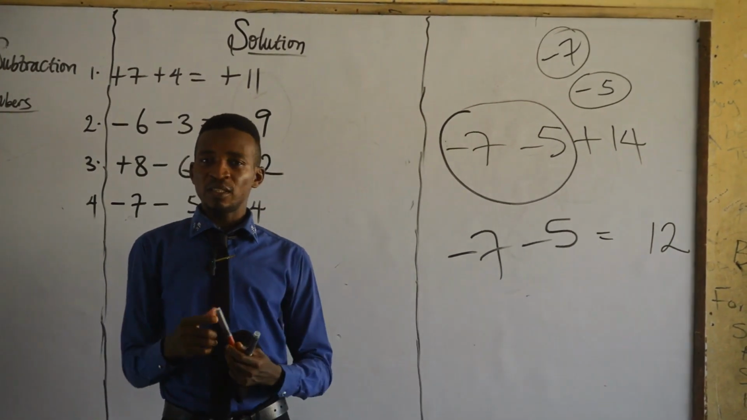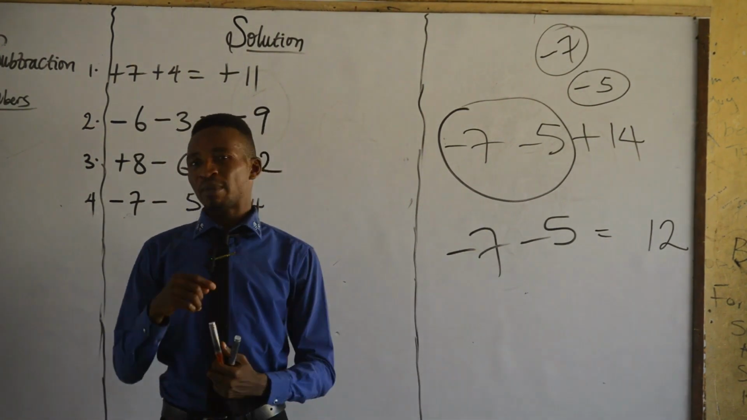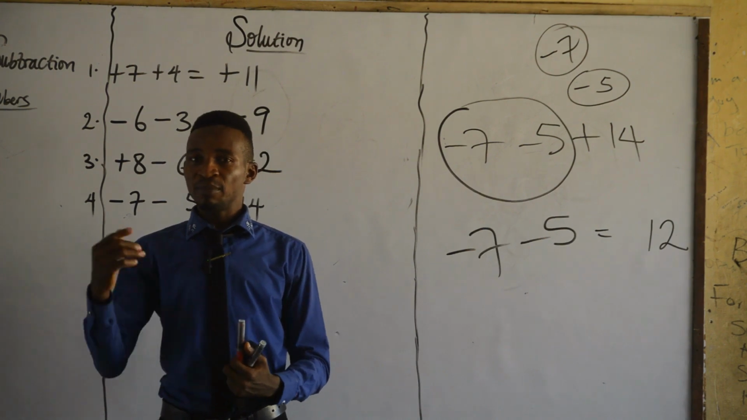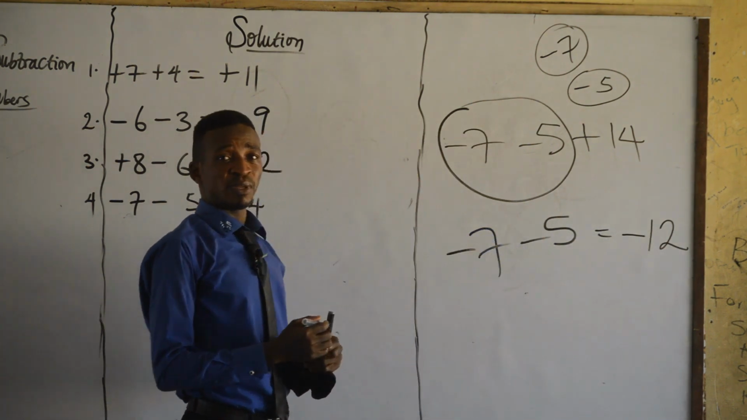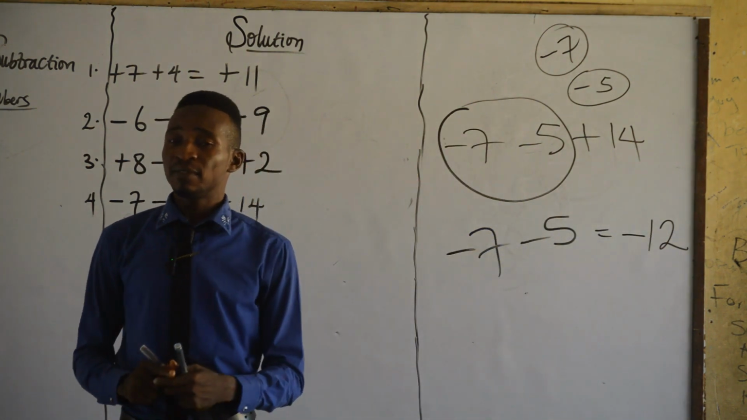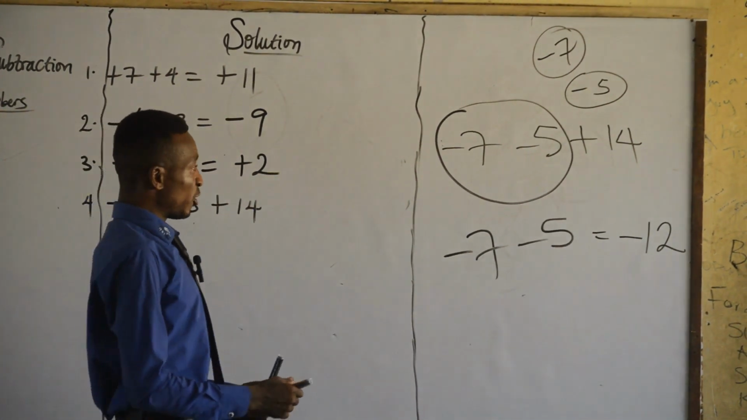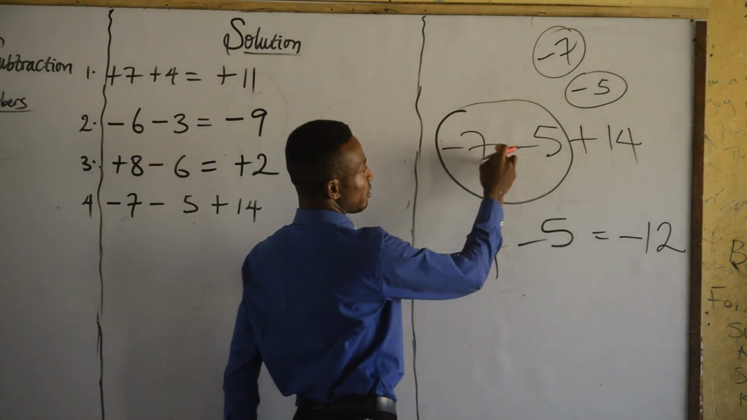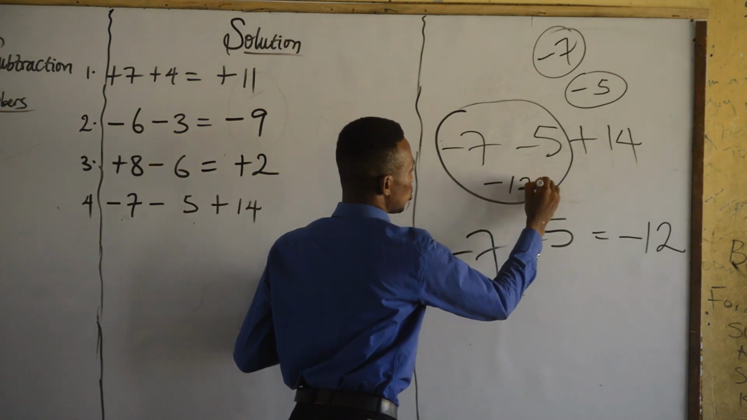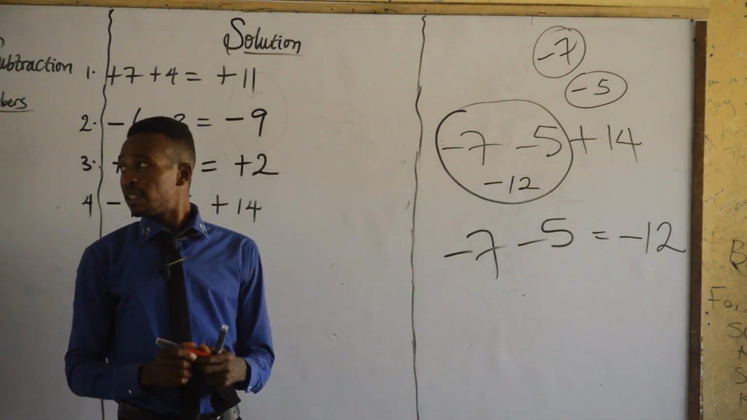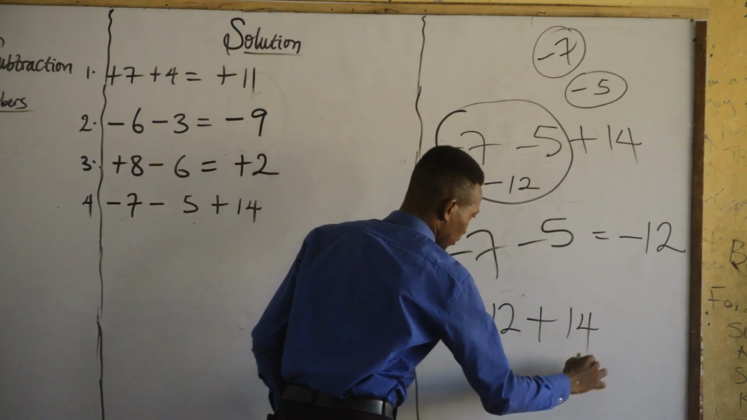Now, the question is, if you are owing the 2 of them 12 naira, am I going to put plus or am I going to put minus? From the meaning we stated initially, since you are owing, that means it's going to be minus. So -7 -5 gives us -12. Now, since we've gotten -12, don't forget the original question was -7 -5 plus 14. So that means the combination of this and this was what gave us -12. Now, bringing the answer back, the answer we brought back now is -12 plus 14.